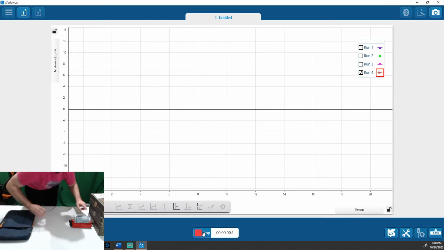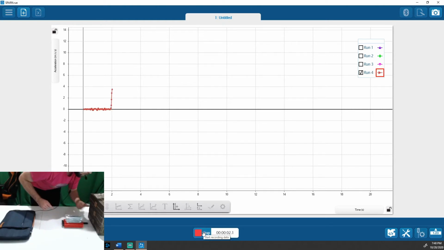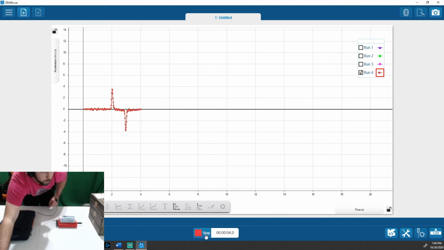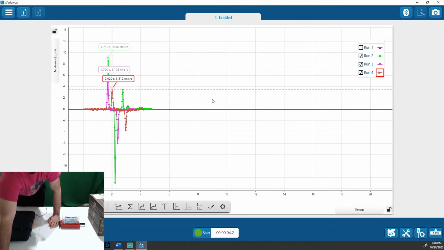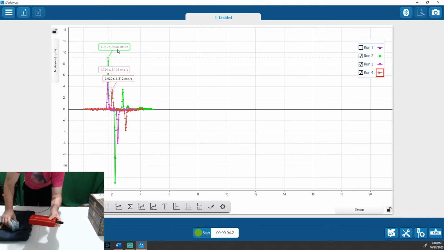3, 2, 1. Boom, our lowest one yet. So now if we look at this, we can see that each time I've added more weight to it. So we have 9 meters per second squared, our fastest acceleration. That was when the cart had nothing in it.